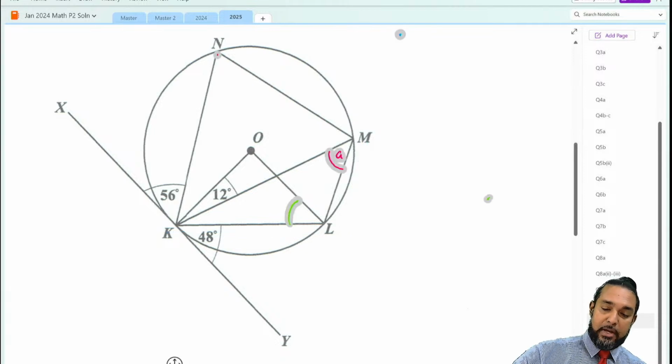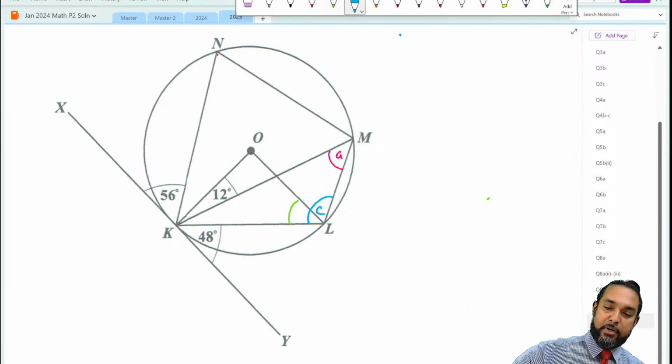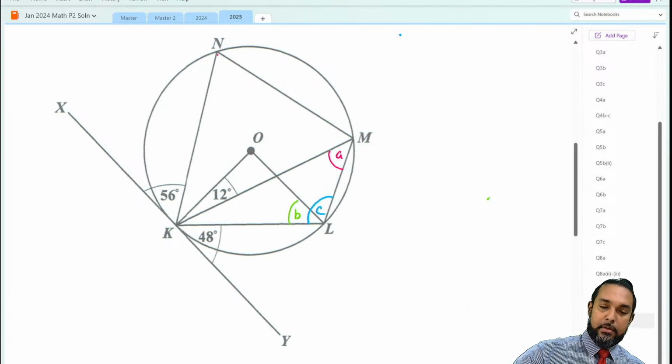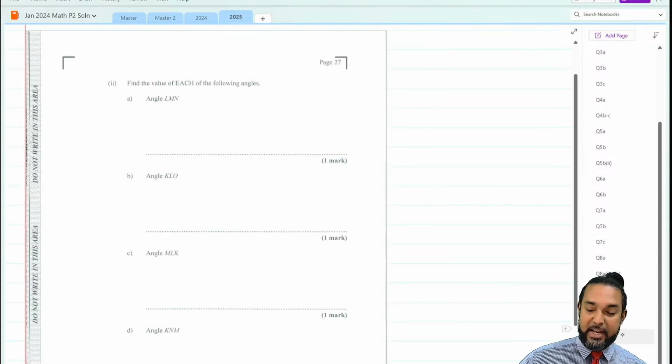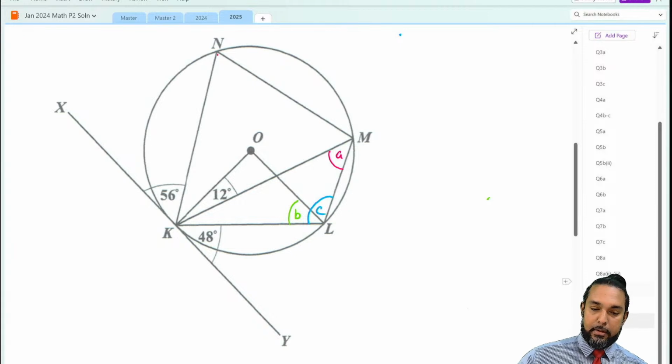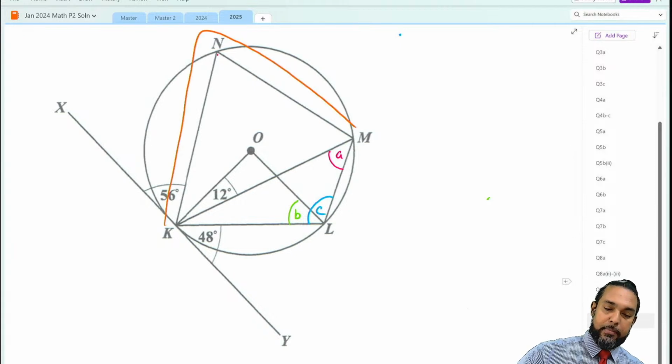MLK is actually this entire angle here. So that's angle C. Oh, I forgot to label the green one angle B. And then orange is the last one. I think it was KNM. So KNM is this angle here, and that's angle D.